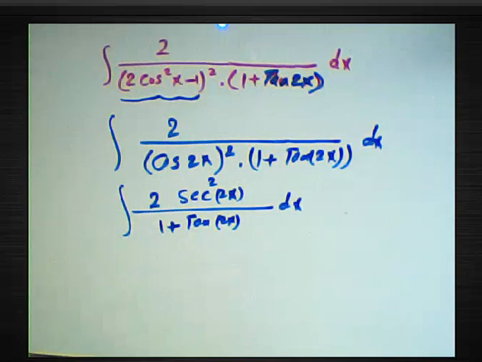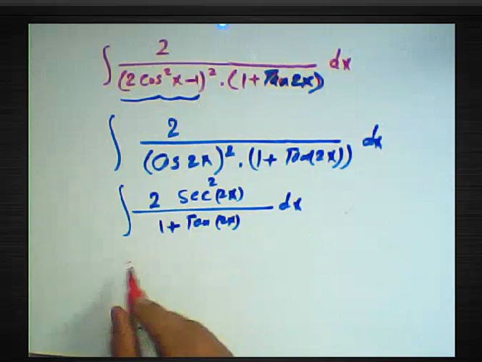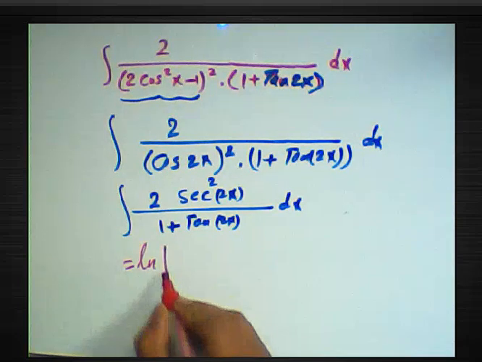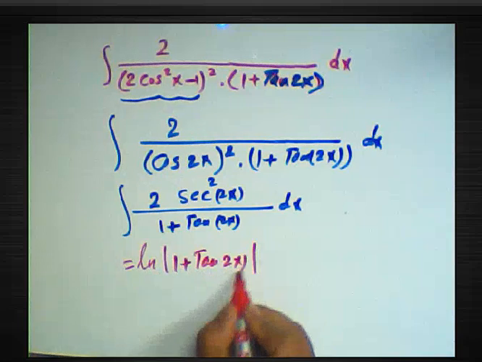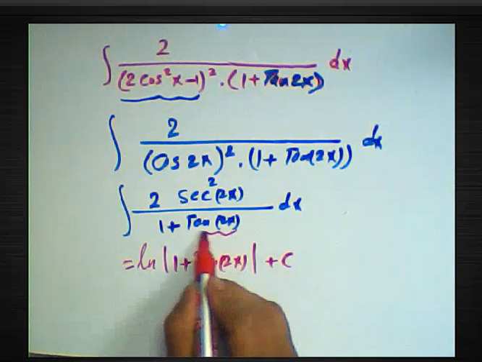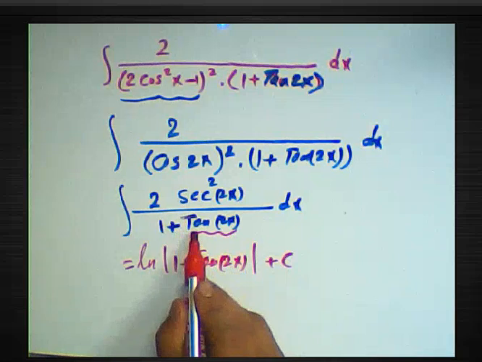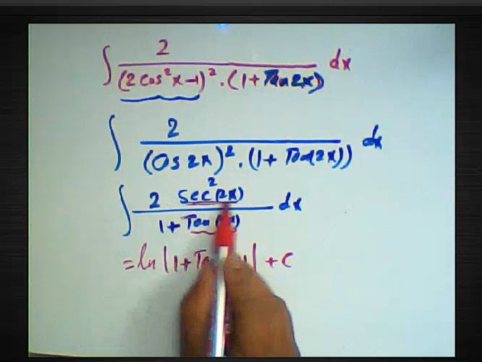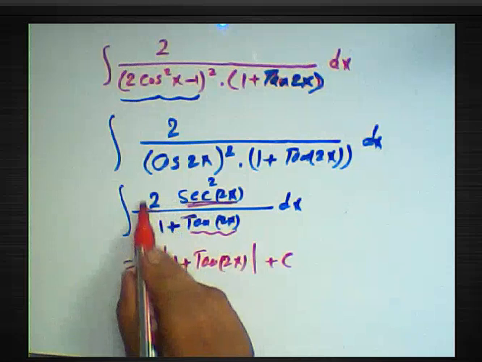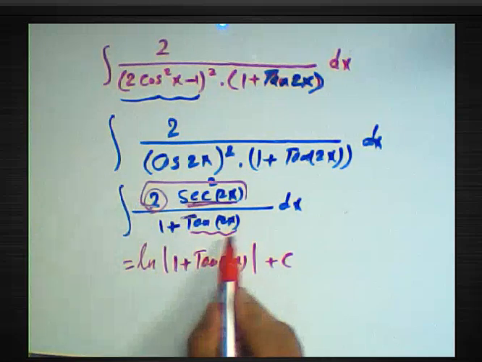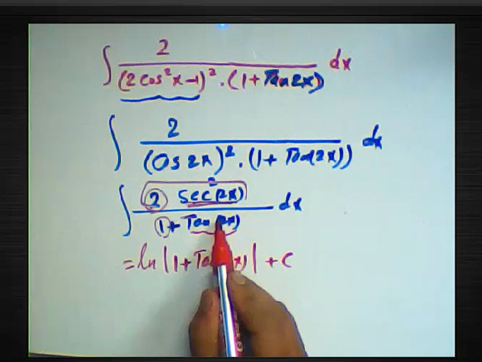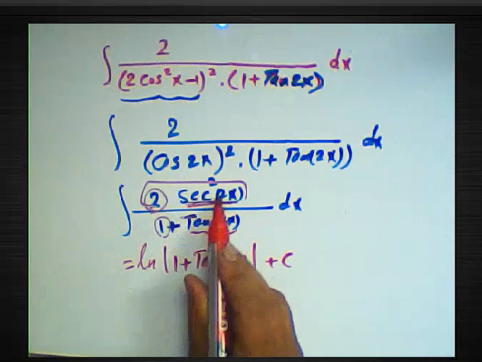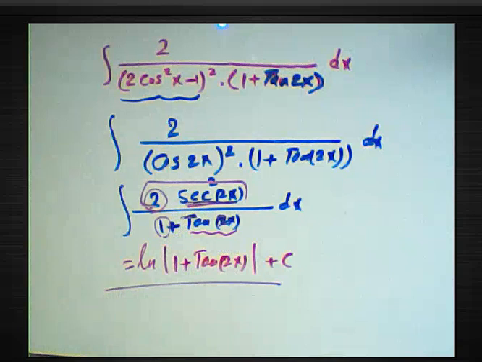Same, the result will be ln absolute value of the denominator, 1 plus tan 2x, plus constant, because the derivative of tan will be sec squared and the derivative of this angle will be 2. So the numerator here is the derivative of the denominator, because the derivative of 1 equals 0, and the derivative of tan 2x will be 2 sec squared 2x. So the result will be ln absolute value of 1 plus tan 2x plus constant.